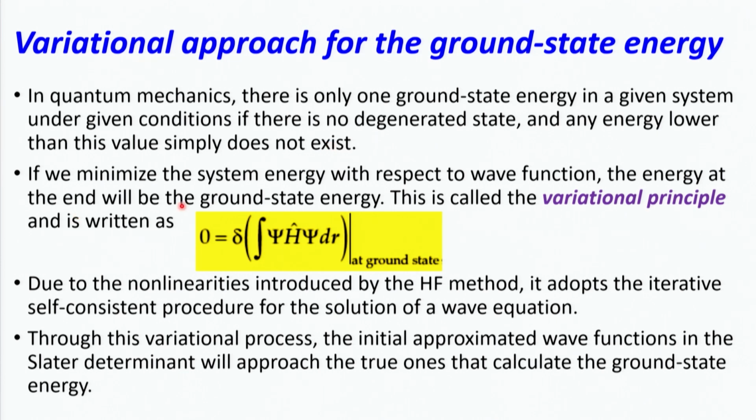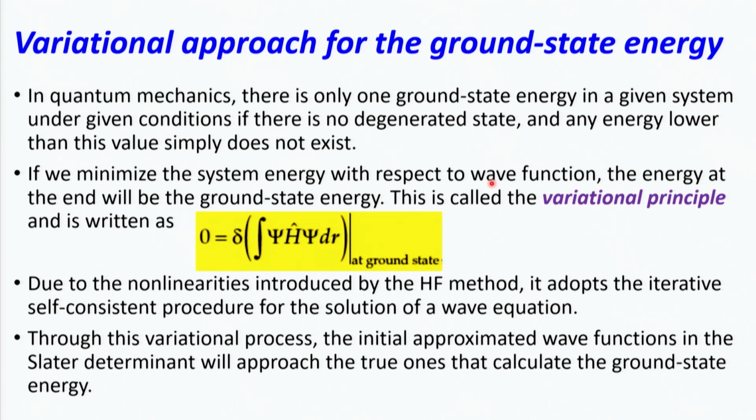If we minimize the system energy with respect to the wave function, the energy at the end will be the ground state energy, in a true sense, and this is called the variational principle. That means you vary the wave function so that you get the energy lower and lower. And how do we vary the wave function? Generally we take a linear combination of known functions, which are called basis functions, and each of these known basis functions comes with a parameter or constant value.